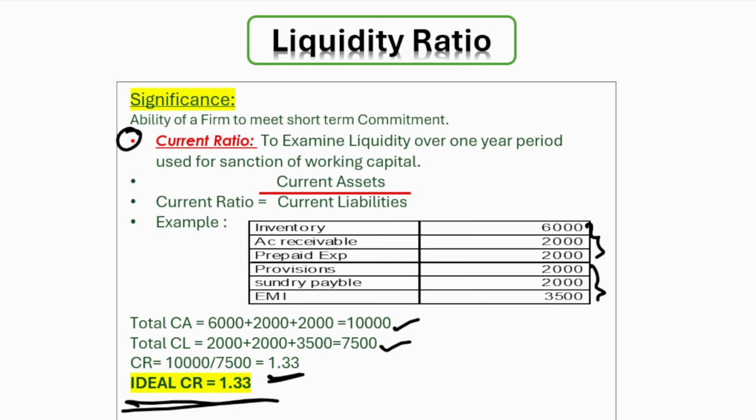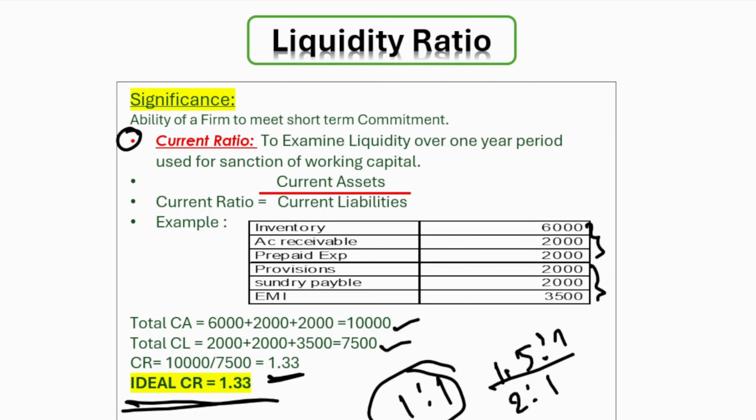And also the ideal current ratio is 1.33. If it's more than 1.33, like 1.5 is to 1, 2 is to 1, 1 is to 1, it may become whatever ratio it can derive. If 1 is to 1 comes, we should think before giving a loan. 1.5 is to 1 is the best. 2 is to 1 is excellent.